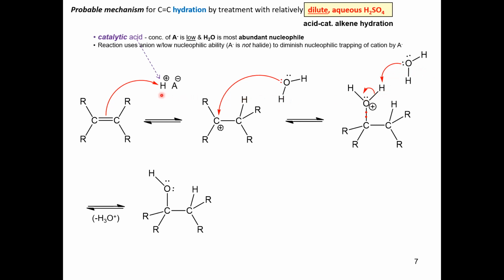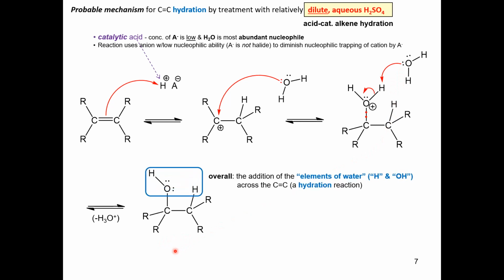Here you can see that the acid is truly a catalyst. We used this H+ to protonate the alkene, and now we lose a proton back to solution, so the acid is being regenerated, the H plus is being regenerated. You finally end up with this alcohol product, and you can see that overall you've added the elements of water across the carbon-carbon double bond. The H came from the acid catalyst, and this OH, the hydroxyl, came from a molecule of water. So this would be the mechanism for alkene hydration under acid-catalyzed conditions.